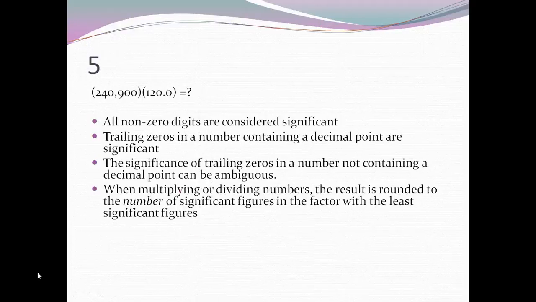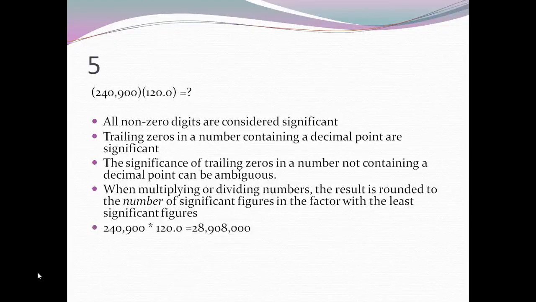Question 5. When you multiply sig figs, these are the rules you gotta keep in mind, just like addition problems. All non-zero digits are considered significant. Trailing zeros in a number containing a decimal point are important. But when you multiply or divide numbers, the result is rounded to the number of sig figs in the factor with the least sig figs.